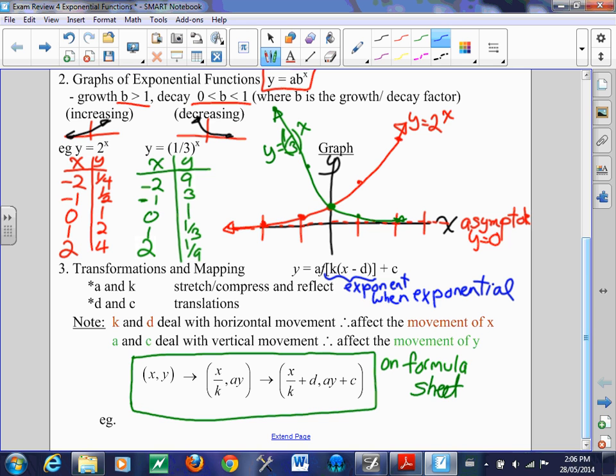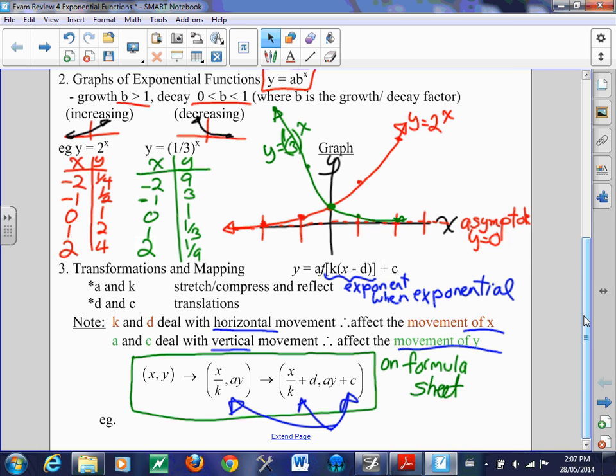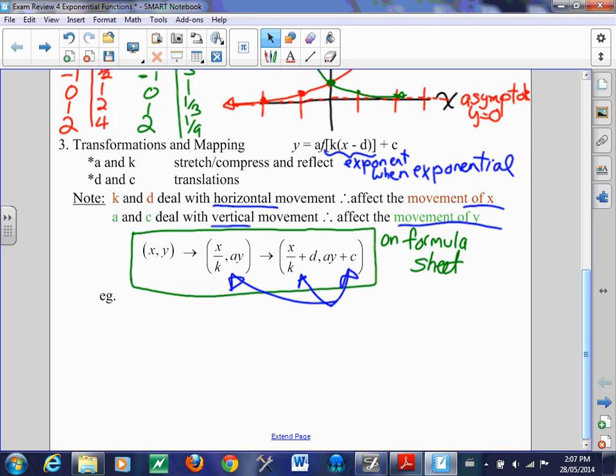Okay? Remember, guys, that A and K deal with your stretching, compressions, and reflections, whereas D and C do your translations up, down, left, right. Note that K and D deal with the horizontal movement, therefore they affect the movement on X, and A and C deal with the vertical movement, that's why they affect the movement on Y. That's why in the mapping sequence you see those affected by those certain variables. All right? Awesome. All right, let's do an example here, folks, just of the transformations and what would happen.